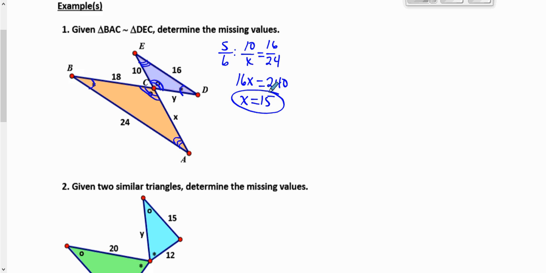Let's do small over big now for Y. Okay? So there's our Y. Y is in the small, right? So I'll just do Y over something equals something over something. What does Y go with? 18. Can we use the same 16 over 24? We might as well, right? It's the same thing. So they're all in the same ratio. 16 over 24. Okay?